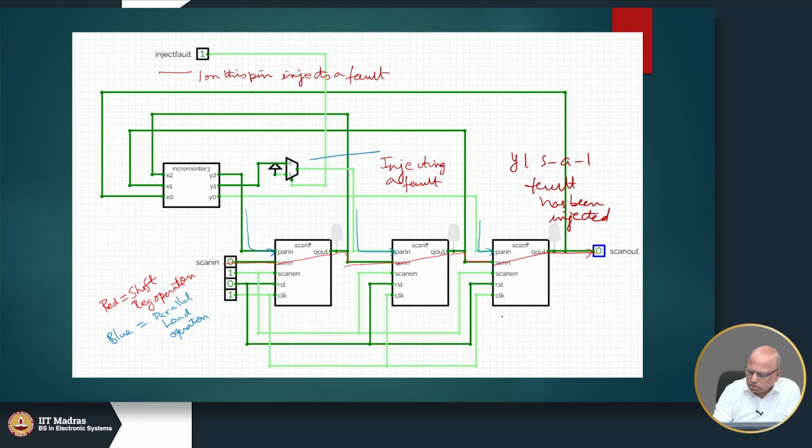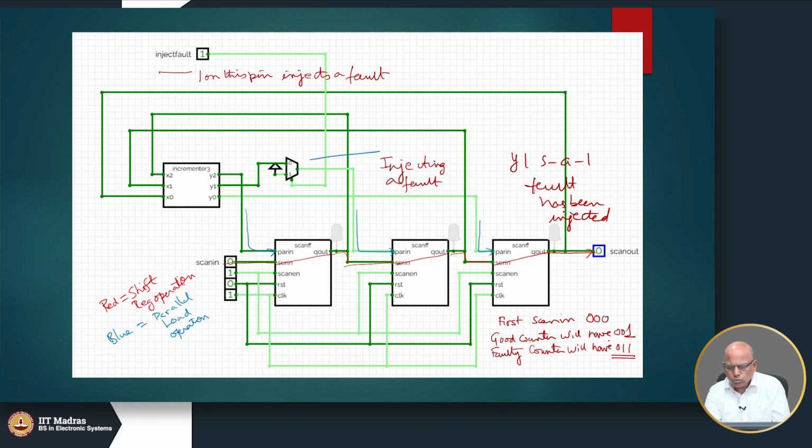So, y1 stuck at 1 fault has been injected. How do I verify? First scan in, let us say 0 0 0. A good counter will have 0 0 1, but a faulty counter will have 0 1 1, because there is a fault in the y1.